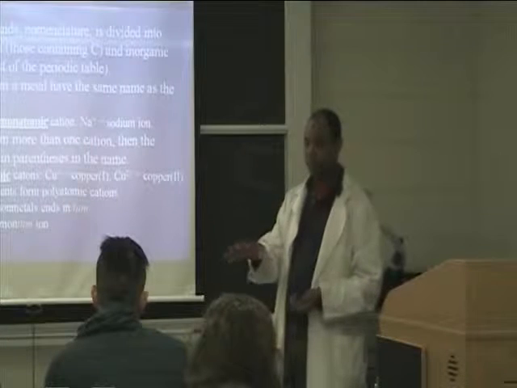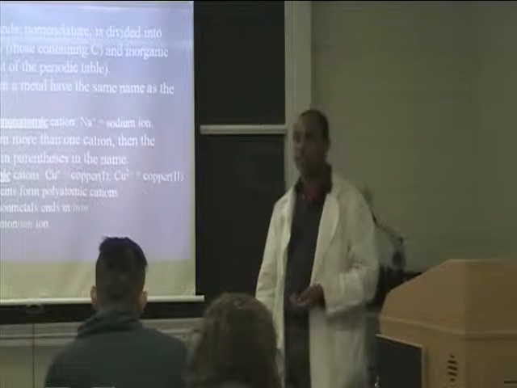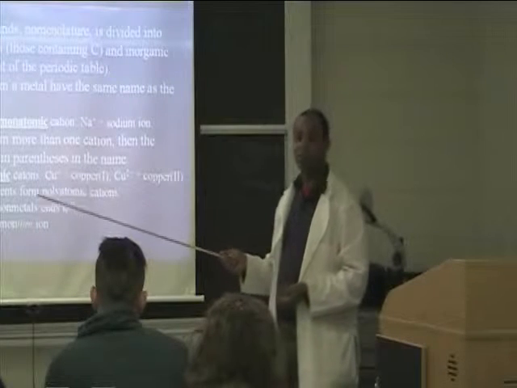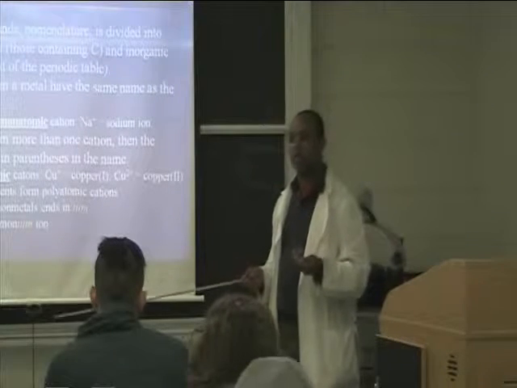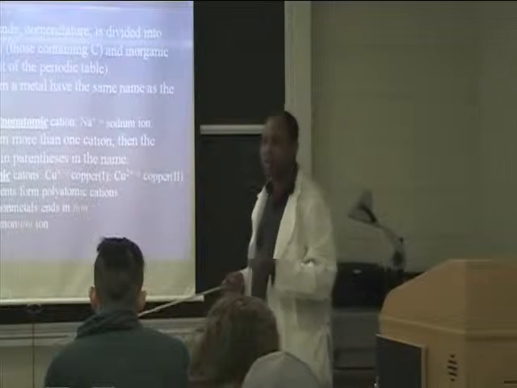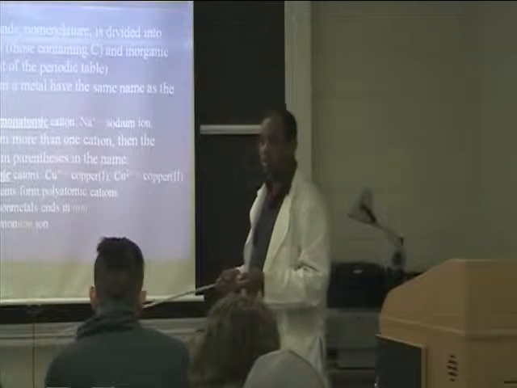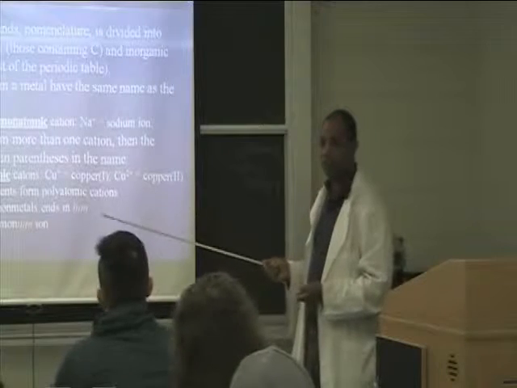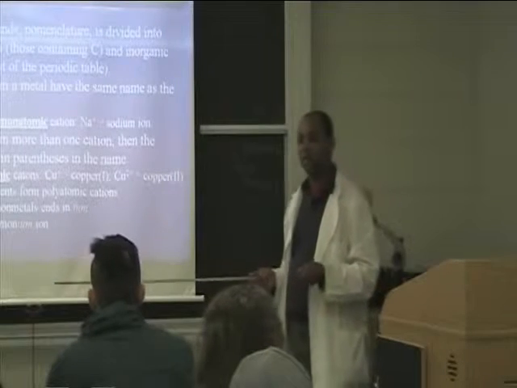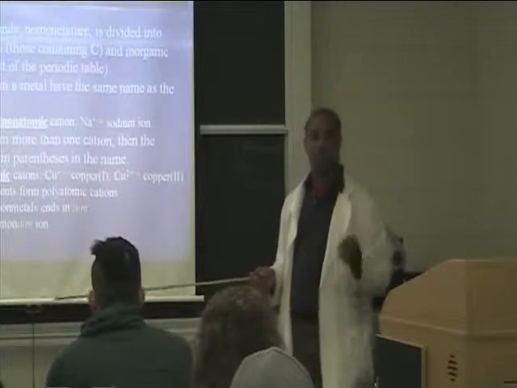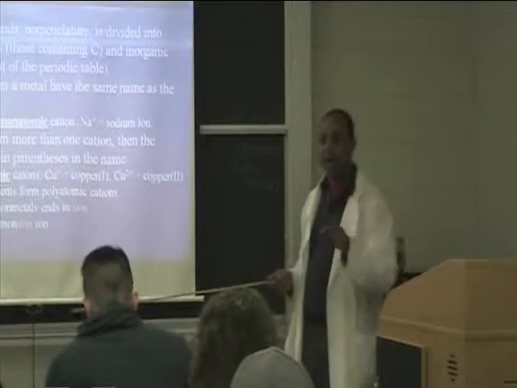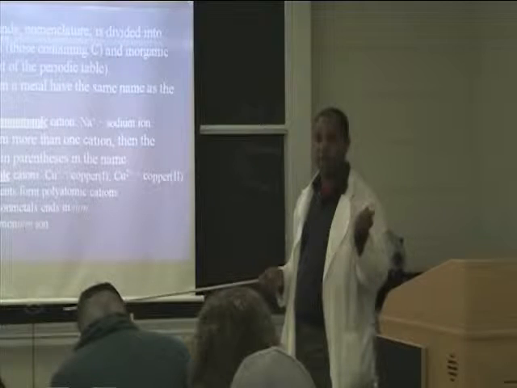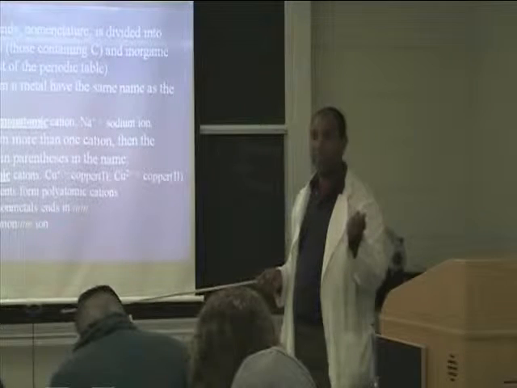The books that we are using prefer to write Roman numerals instead of using the Greek-derived OUS or IC. So if you have a charge of +2, you say copper 2. If you have iron with a charge of +3, you may say iron in brackets Roman numeral 3. Does that make sense?